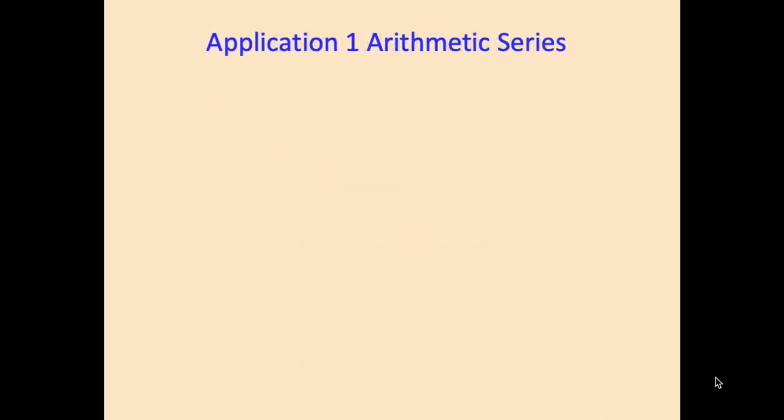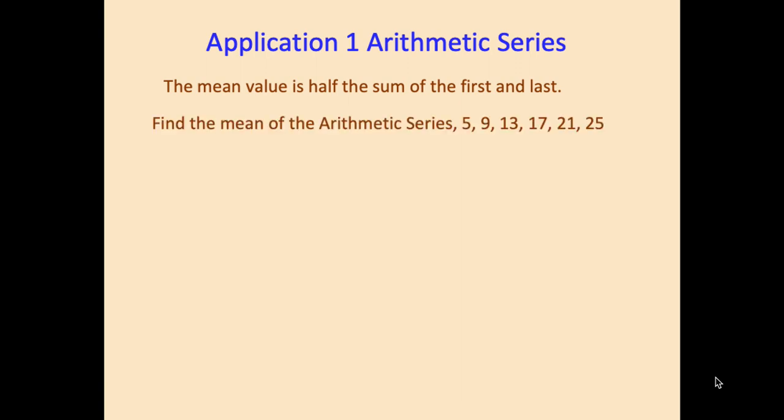So the first application I'm going to look at is in arithmetic series. So we'll start with this. The mean value of an arithmetic series is half the sum of the first and the last. So let's look at this example with a series consisting of 6 terms, 5, 9, and so on through to 25. And we can find the mean by adding the first and the last and dividing by 2. So x bar is 5 plus 25 divided by 2, which is 15.